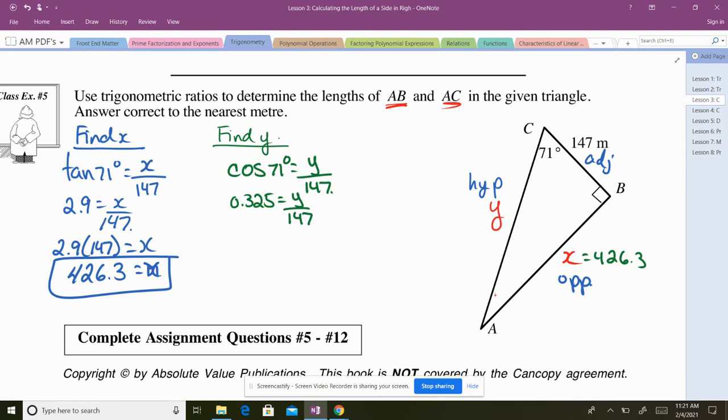How do I solve this? How do you solve it? Do the times thing. Okay. Multiply 147 by 0.325 and you should get 451.5, I think we get.